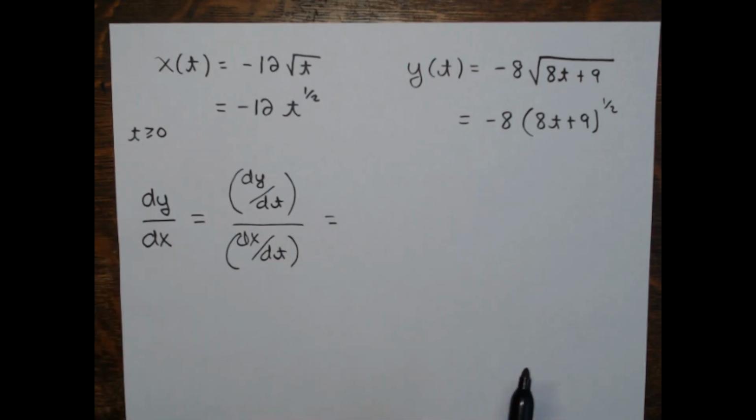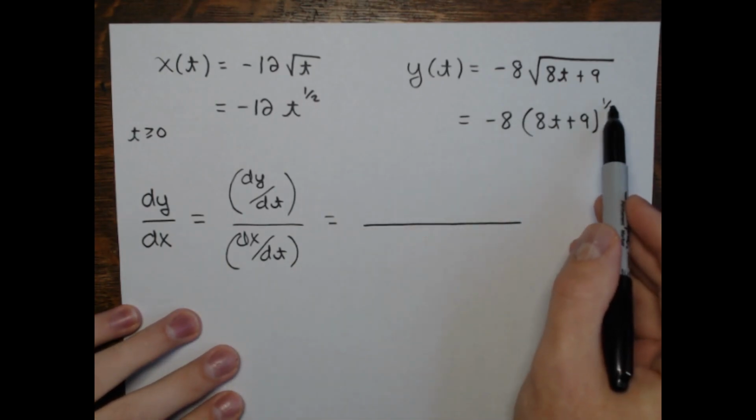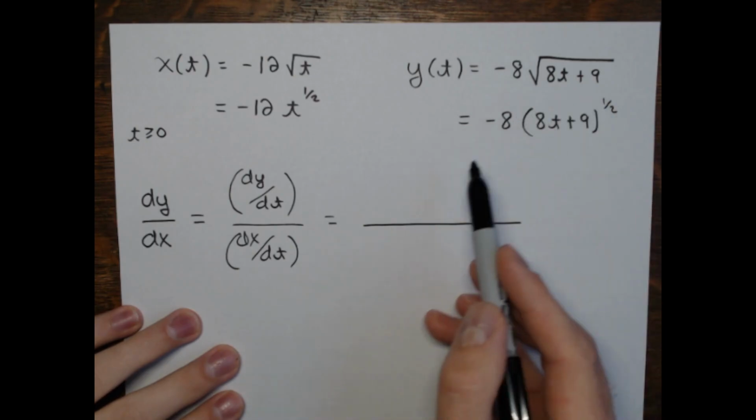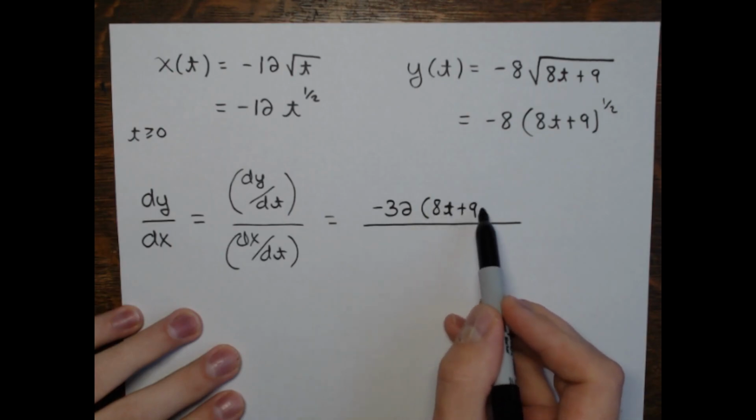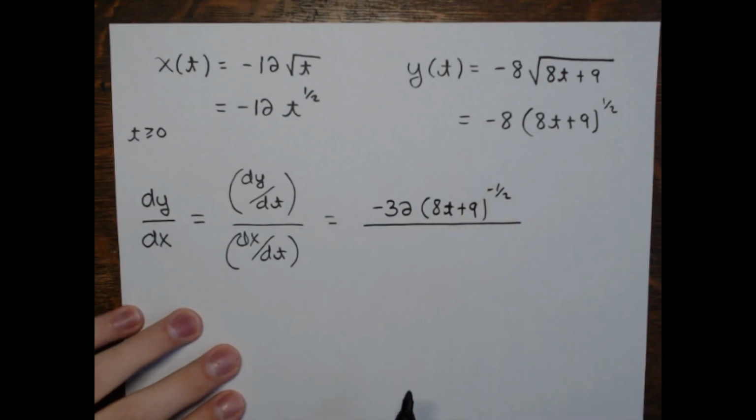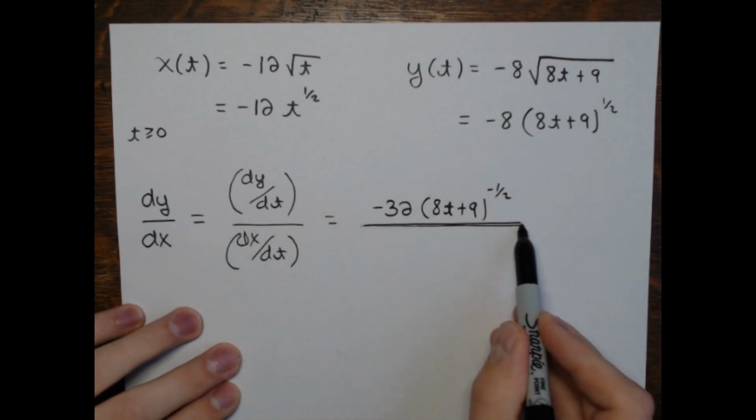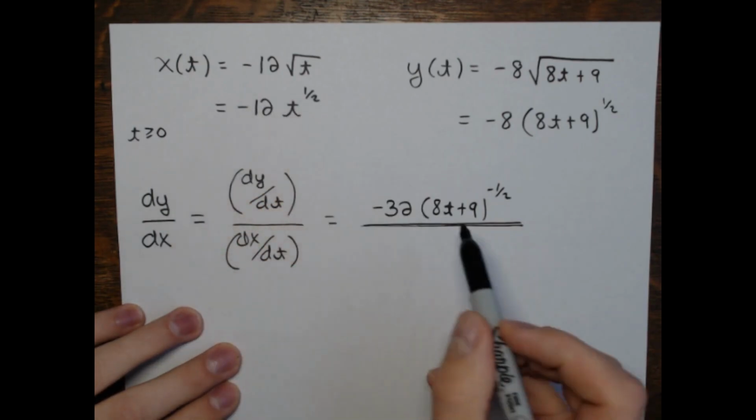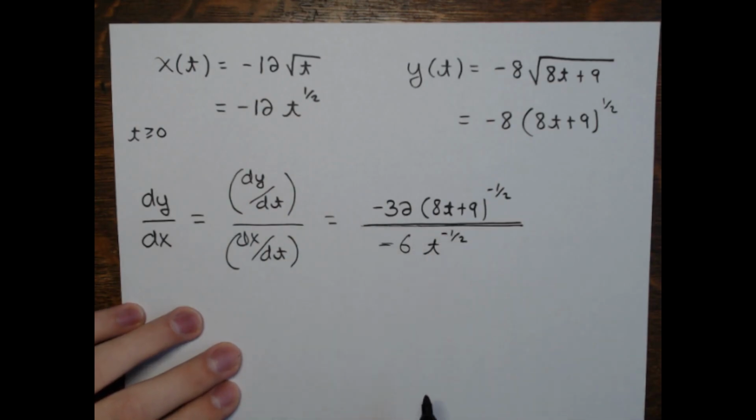All right, so all they want is that first derivative, dy/dx, y prime, once again the first derivative of y with respect to x. If we have parametric equations, we can find that as dy/dt for the numerator and dx/dt, the derivative of x with respect to t, in the denominator. Applying the power rule with the chain rule here, half of negative 8 is negative 4, but then I'm multiplying by 8 with the chain rule, so it'll be negative 32 times 8t plus 9 to the negative half. That's dy/dt, divided by dx/dt, which is negative 6 times t to the negative half.